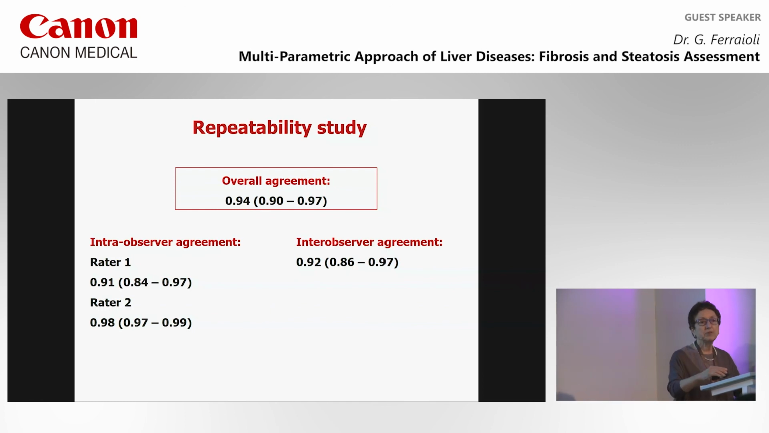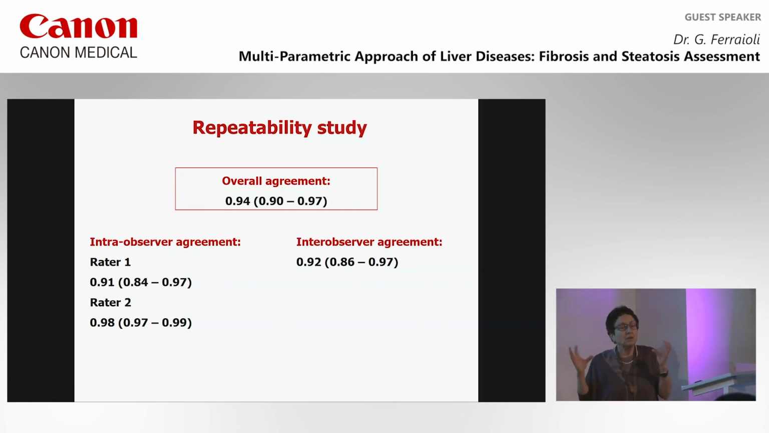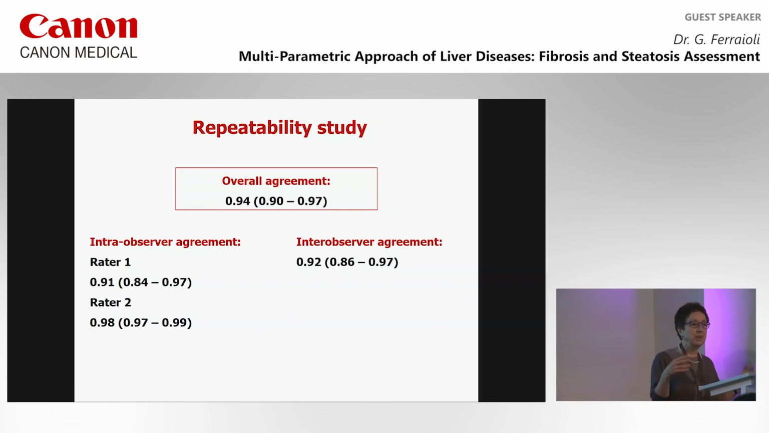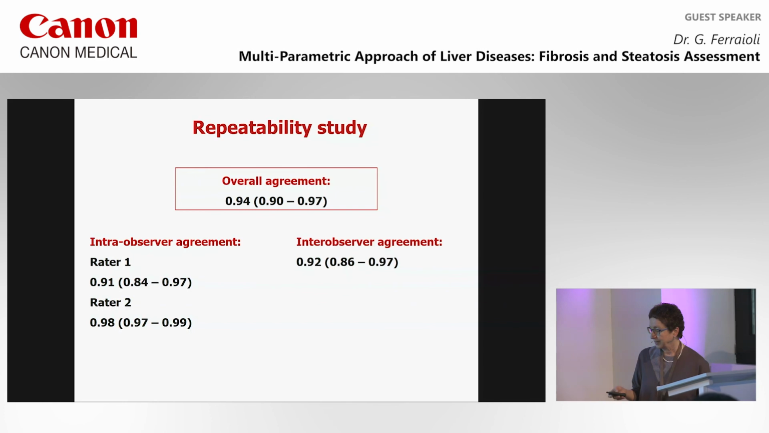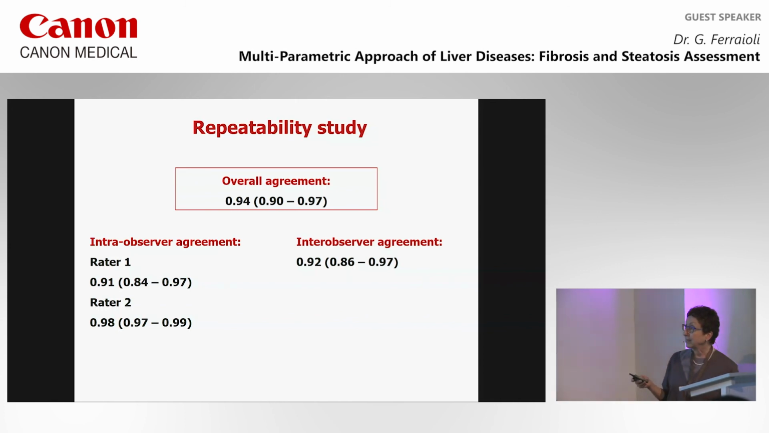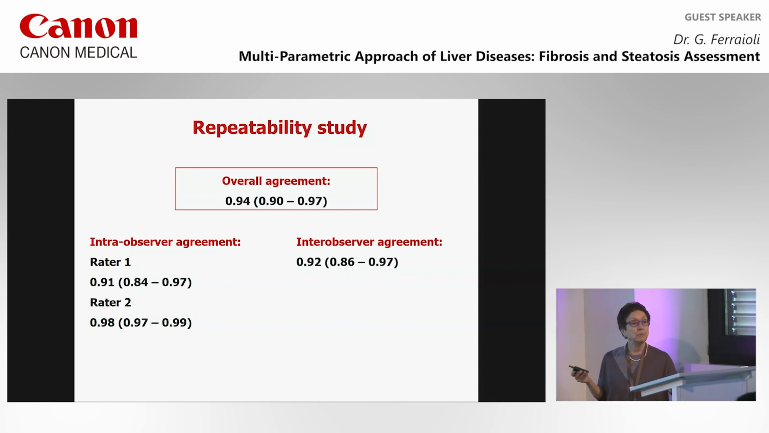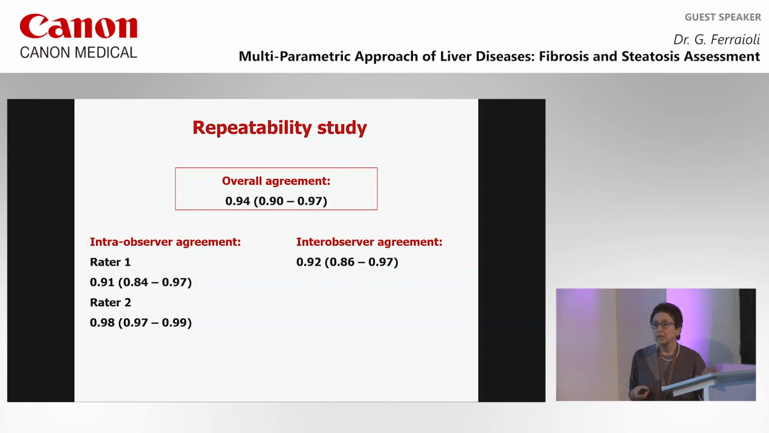We have performed a repeatability study to understand what is the agreement between measurements performed by different operators. And as you can see here, we used the concordance correlation coefficient in this study like we did before. The overall agreement between measurements performed by two different operators is very high. And the intra-observer and the inter-observer agreement were both above 0.90, so it's a repeatable technique.